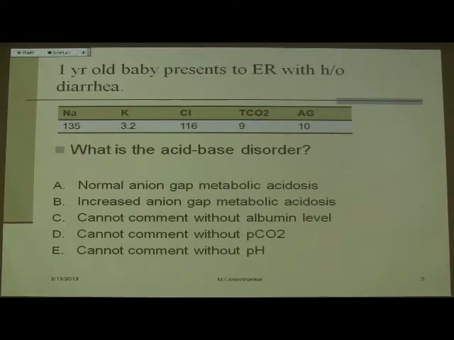So now I have a question for you with a patient. This is a typical question that I sometimes get asked. Here's a baby who presents at 1 year of age to the emergency room with a history of diarrhea. So there is your blood work. This is just regular plasma, not a gas. There's your sodium, there's your chloride, there's your TCO2, which is bicarbonate, and the anion gap. So what is the acid-base disorder? Go ahead and select.